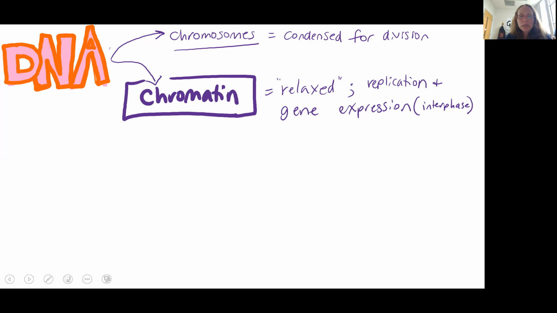The chromatin, relaxed DNA, is going to be found when the cell is either just hanging out doing its job or getting ready for division. And we call that phase interphase. We're going to have a whole conversation about interphase in the next video. So we'll talk some more details. Most of the time, the cell's in interphase, so most of the time, the DNA is going to be in that chromatin form.